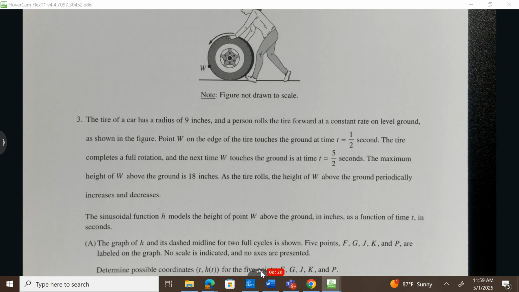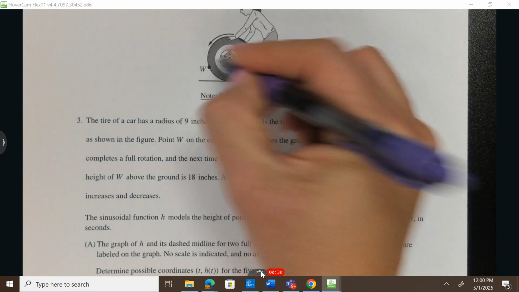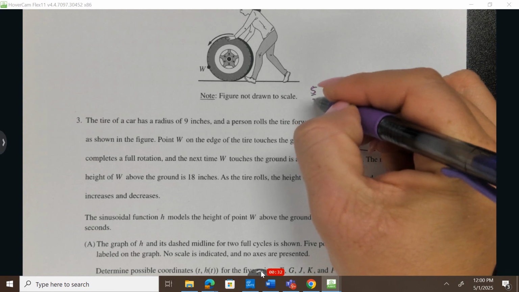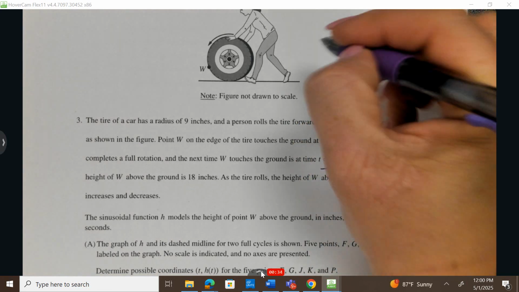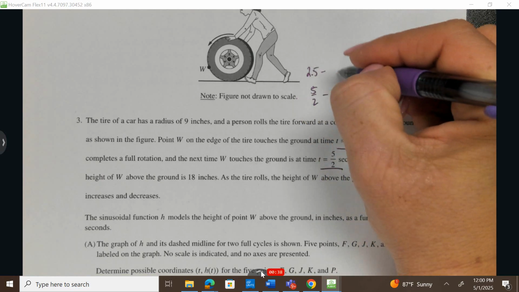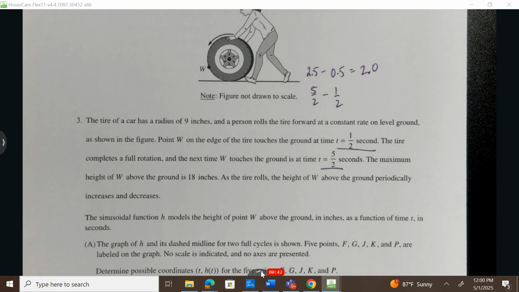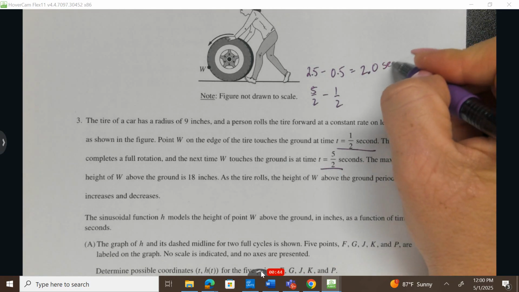As the tire rolls, the height of W above the ground periodically increases and decreases. Okay, so let's get started with what we know. One complete revolution will be from 5/2 minus 1/2. I personally like working with decimals better. I know 1/2 of 5 is 2.5 minus 0.5. That means one full rotation will take 2 seconds.